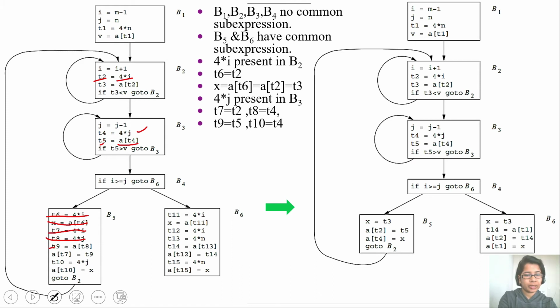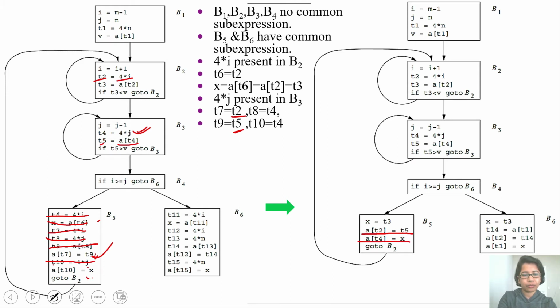Next, A of T7 equal to T9. What is A of T7? A of T7 is T2, and what is T9? T9 is T5. We can write A of T2 equal to T5. Next, T10 equal to 4 cross J. 4 multiplication J is already there. Next, A of T10 equal to X. T10 equal to T4, so you can write A of T4 equal to X.